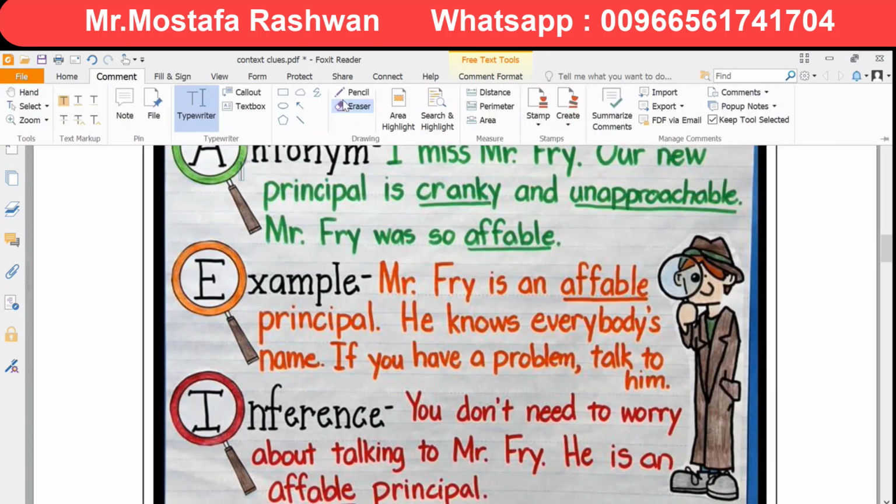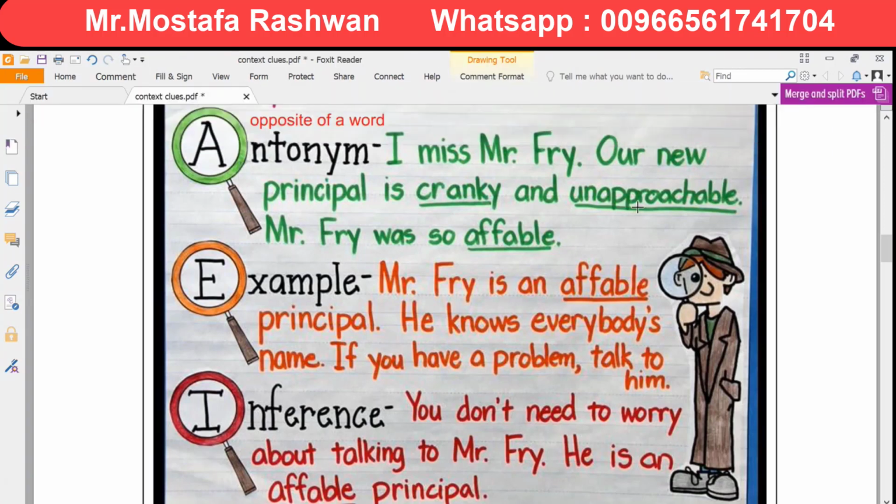He used here two words. One is unapproachable. He said, I miss Mr. Fry. It means Mr. Fry is a good person because he missed him. So Mr. Fry was so affable. It means Fry is a good character. Here he said, our new principal is cranky and unapproachable. So cranky and unapproachable must be a different meaning from affable, because he doesn't like his new principal.